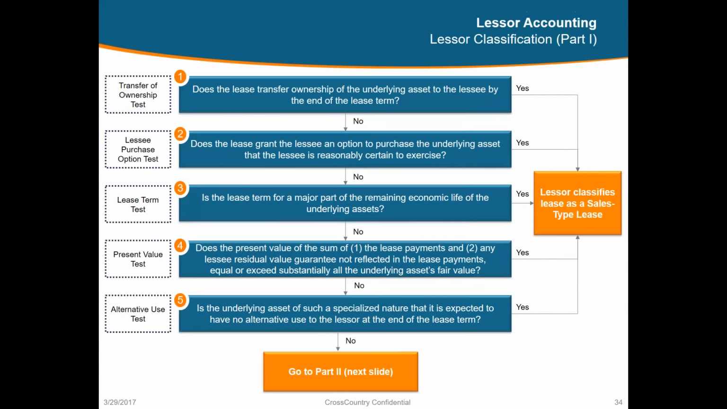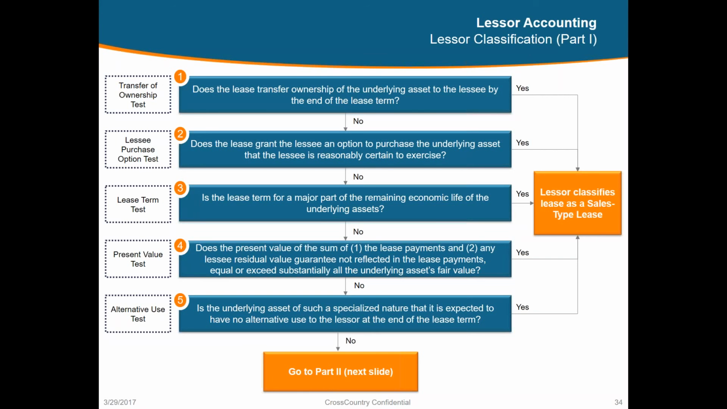This slide presents the first part of the lessor classification model. The lessor classification model requires sales type lease classification if one or more of 5 criteria are met. These are the same criteria as for the lessee test. The implementation guidance previously discussed for lessees that addresses interpreting major part, substantially all, and reasonably certain also apply to lessor classification. Like the lessee classification test, the transfer of ownership test does not apply if the commencement date of the lease falls at or near the end of the economic life of the underlying asset.